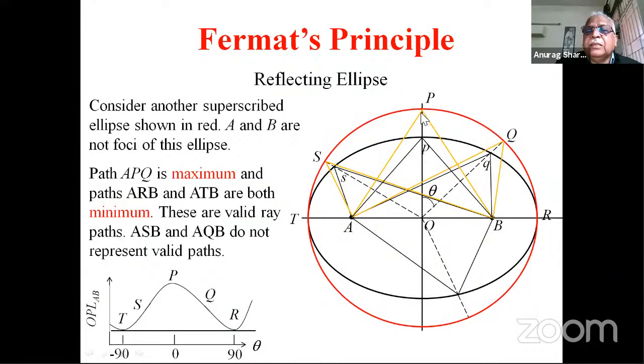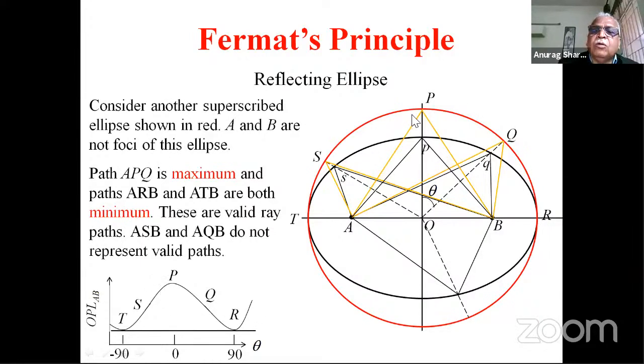So the path going through P and small p, the difference is much larger than the difference here. And ultimately, when it comes to point R, that means the ray which is coming from A to R and getting reflected to go to B will have the same length as earlier. So what does it mean? It means that if I now plot the path as a function of theta, it will take this shape. At 0 angle, which is at P, it is a maximum. Then it goes down. At Q it passes through, and then comes to R where it is a minimum. And if I go down further, then it will again increase.